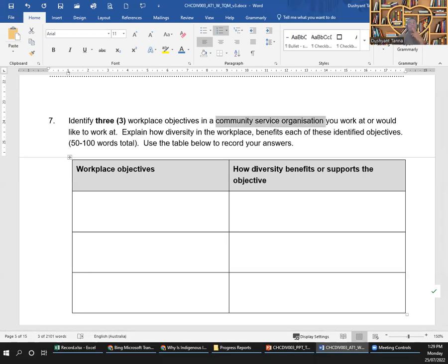If you just restrict it to community service organizations, then how many would you have, or would you prefer to work at? Their work objectives will overlap. For example, Michael's answer and Julia's answer will overlap, because they both chose a community service like your church. Then the church objectives could be five, ten. But if everyone talks about that church, then how it benefits or supports will be more monotonous, more repetitive. So I'm giving a broader option that you can talk about the company as well.